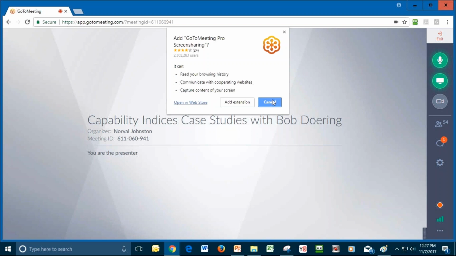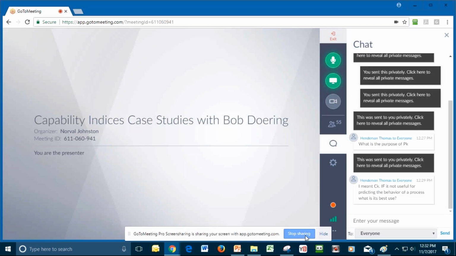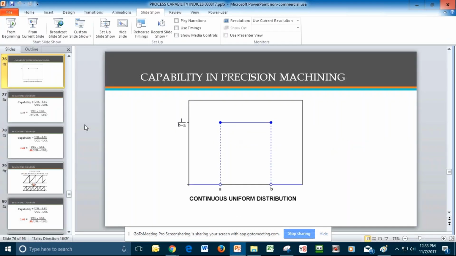Hey, Bob, there's a question that's come up. I don't know if you see it or not. One of the participants is saying they cannot see any of your slides. Is that correct? Let me jump back in here. Can you see it now? Yes, thank you. Let me minimize the ribbon.